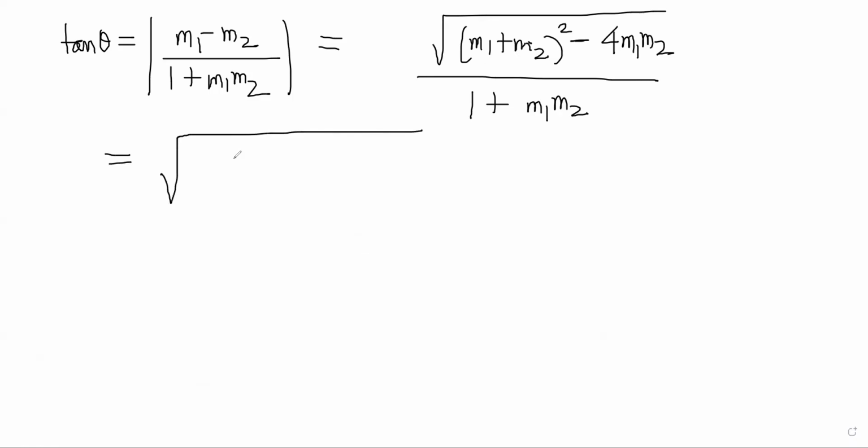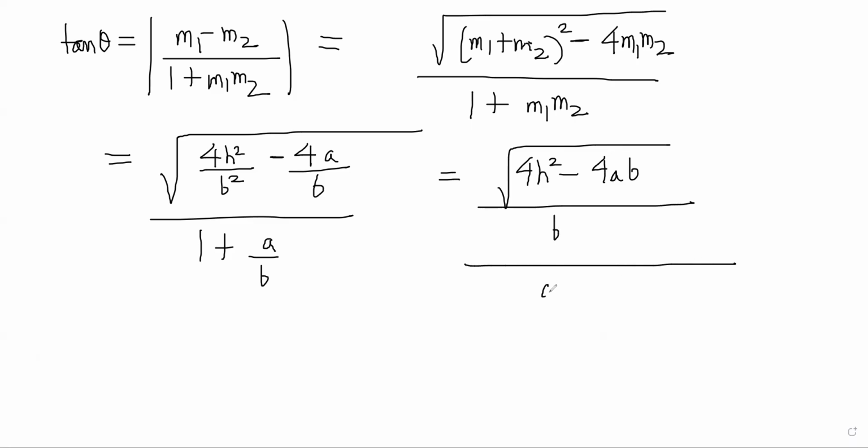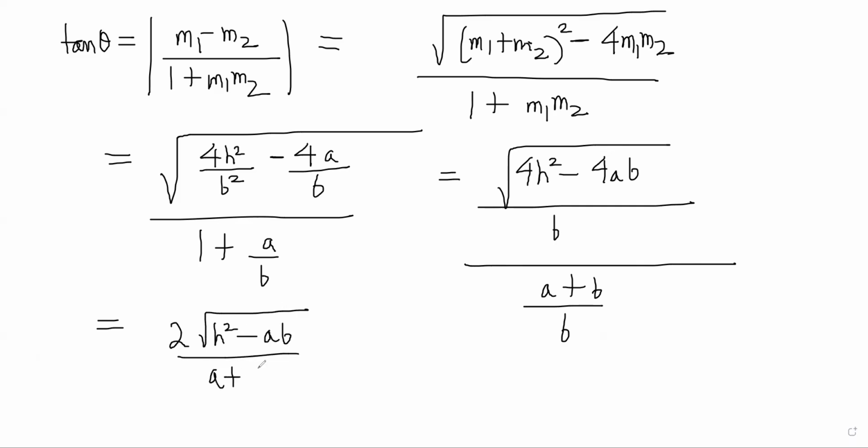m1 plus m2 is minus 2h by b. So 4h square by b square minus 4 times a by b, because product of the slopes is a by b, divided by 1 plus a by b. So the top part is becoming root over 4h squares minus 4ab by b, and the denominator is a plus b by b. So you are getting 2 times root over h square minus ab by a plus b. And that becomes the angle between the two straight lines.